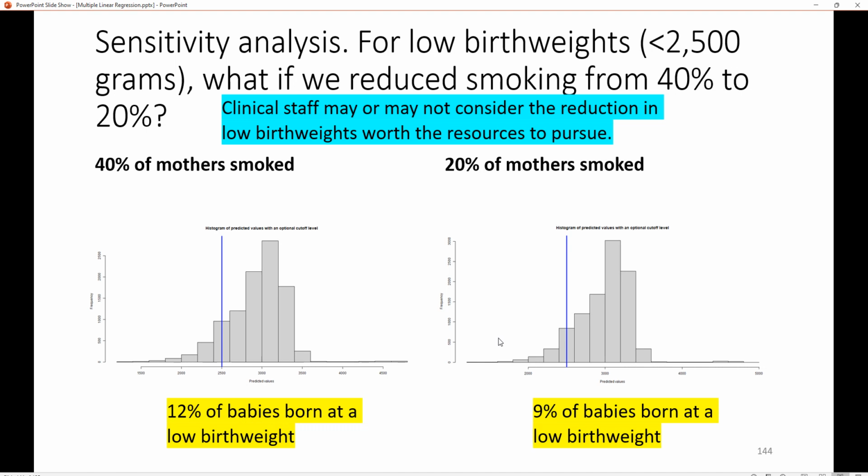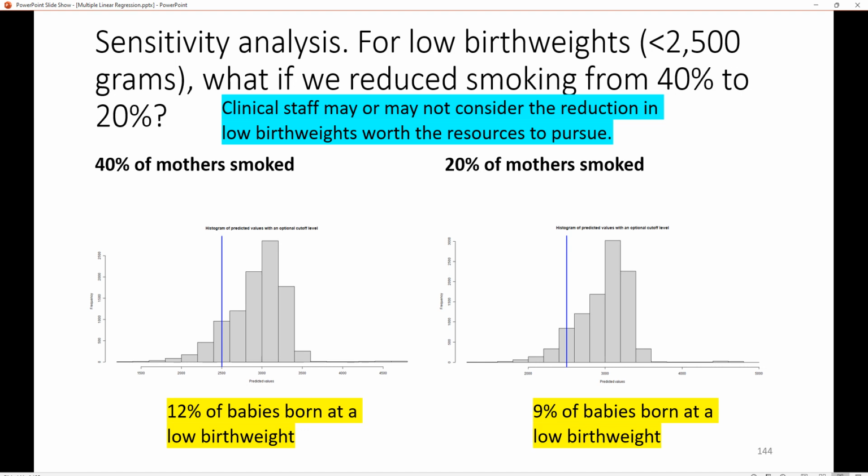But if we changed our data set so that we now have only 20% of our mothers that smoke, then we'd have 9% of babies born at a low birth weight. So we would reduce the amount of low birth weights by 25% or 3 points. We might consider that an important improvement, but clinical staff may or may not consider the reduction in low birth weights worth the resources to pursue.